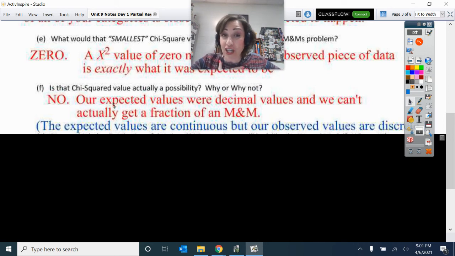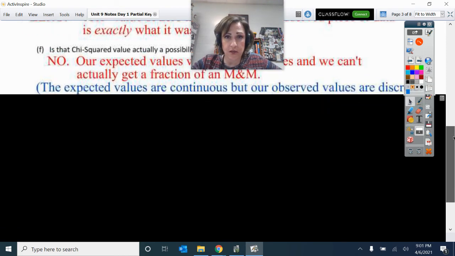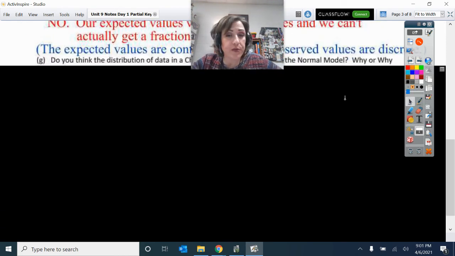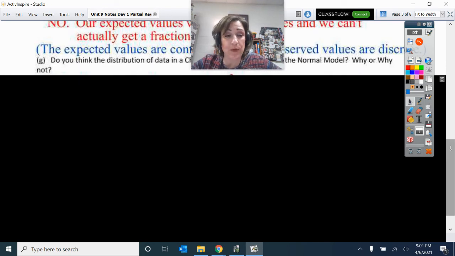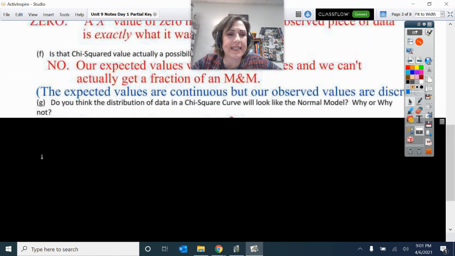Maybe if I had 100 M&Ms and those percentages all came out to be whole number amounts, then I could have gotten a chi-squared value of 0 if my observed was exactly that. But if I didn't have those whole number expected values, then I wasn't going to be able to get 0. All right, what about this?